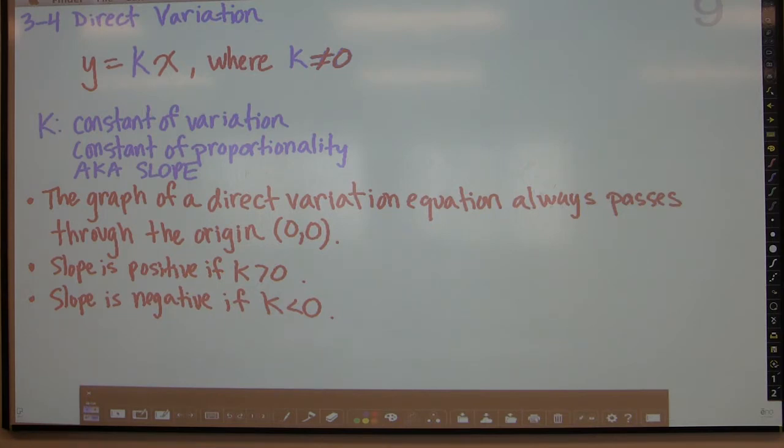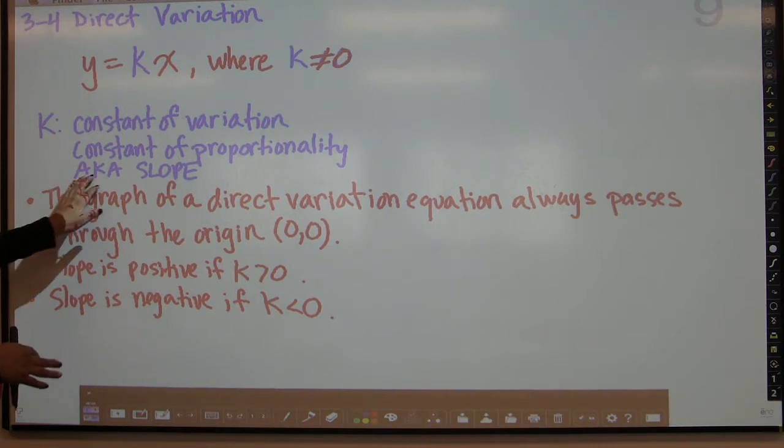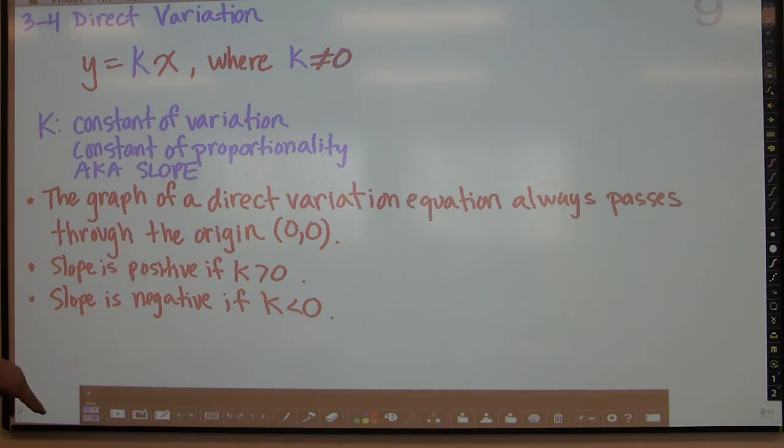Basically, a direct variation equation always looks like this: y equals kx, provided that k is not equal to 0. So what is k? K is what we call the constant of variation. Sometimes we refer to it as the constant of proportionality. But more importantly for us, to bridge the gap here, it's also known as the slope of the line. We've done slope in the previous section, so this comes right after it.